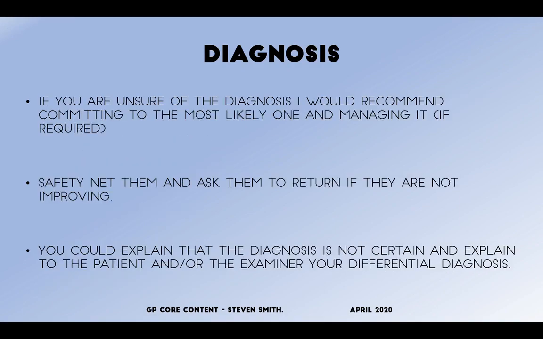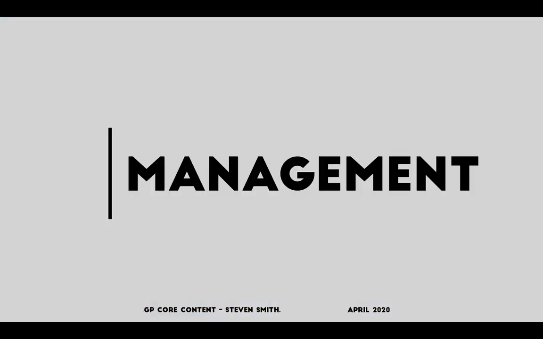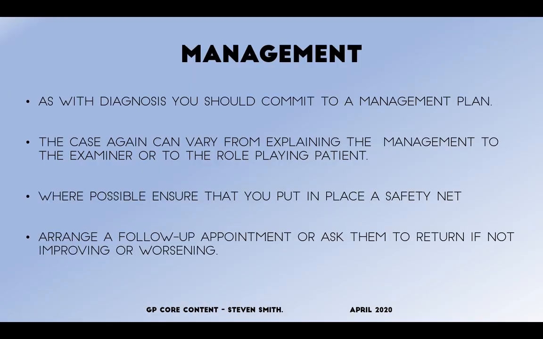If you are uncertain of the diagnosis, I reckon committing to the most likely diagnosis. If you do this, make sure you safety net them in case they do not improve. You could explain that your diagnosis is not certain and give a differential diagnosis instead. As with diagnosis, you are best to commit to a management plan. Make sure you safety net them and arrange a follow-up appointment if required.